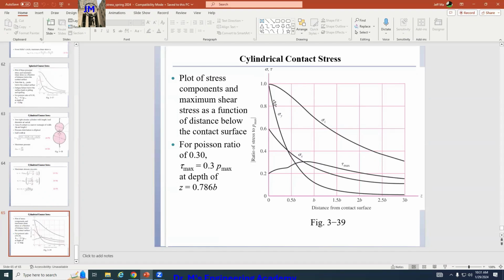Any questions regarding this whole slide? This whole slide talks about stress and strain, and finally we also talk about open thin-wall structures, thin-wall structures, and then we talk about the bending of curved beams, which is the most important one for this slide.